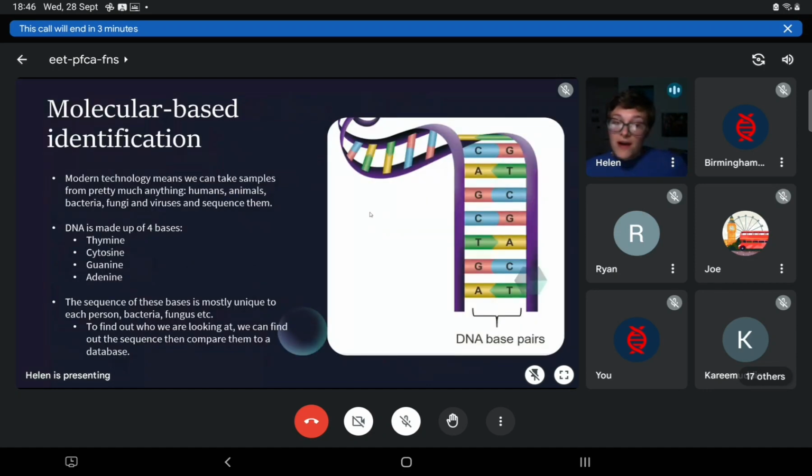So what I use, which Ryan has touched upon, is molecular-based.